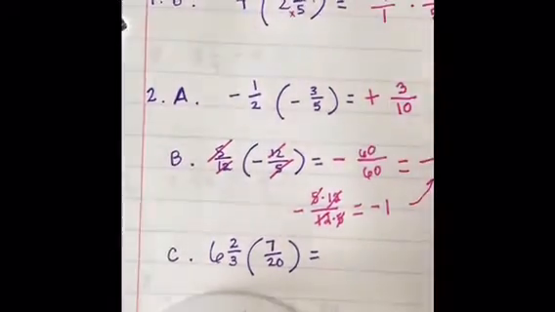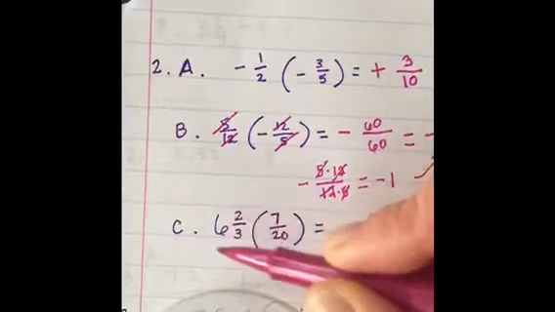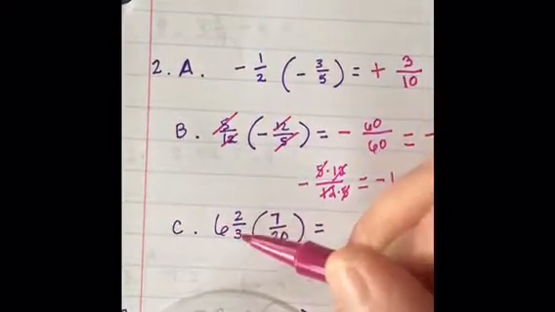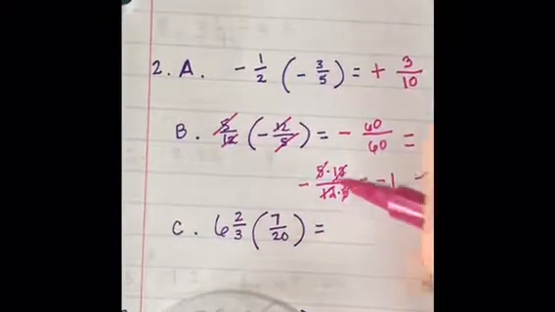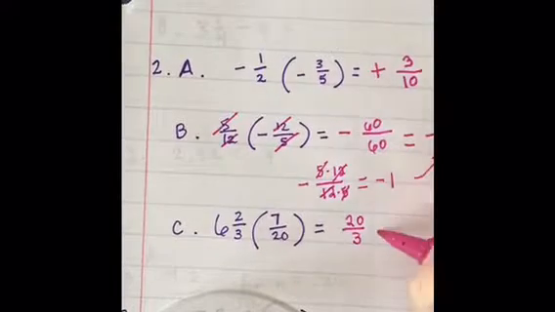All right, let's look at example C. As you can see here, we have a mixed number. Cannot easily do math with that, so we're going to turn it into an improper fraction. 6 times 3 is 18, plus 2 is 20, and that is going to be 20 over the denominator that's there, which is 3, times 7 over 20.